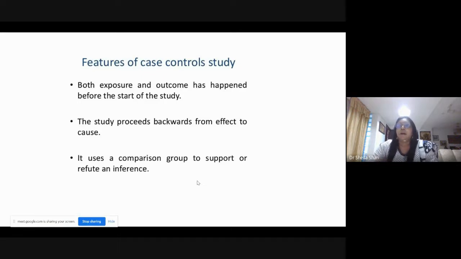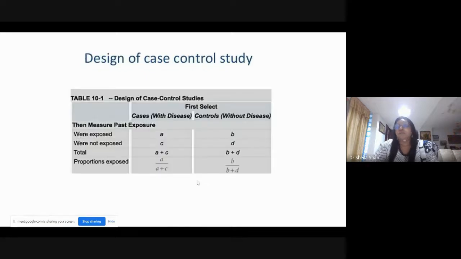So it uses a comparison group to support or to refute inference. That means the person got the rashes maybe not because of the antibiotic, but maybe because of the food, because of the cleanliness. Could be so many reasons. So you try to show what is the real cause. So like we have with disease and without disease. Exposed, how many? A. Without disease, how many? That's B. Not exposed, C. With disease, without disease is D. So total A and C are all with disease.